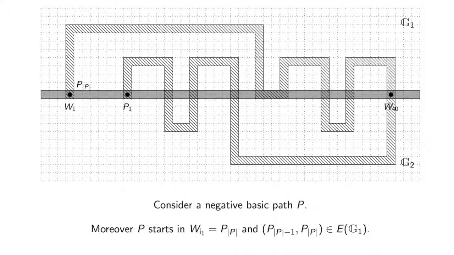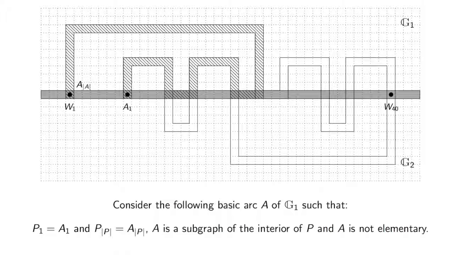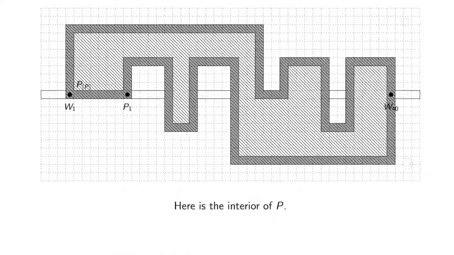Consider the following hatched path P which satisfies several hypotheses. This path is basic, negative. Its last edge belongs to G1 and it starts at the position of this last tile. Here the path P is in white. We aim to find the following hatched path A. This path is a basic arc of G1. Its first position is the first position of P. Its last position is the last position of P. It belongs to the interior of path P. Finally, it is not elementary.